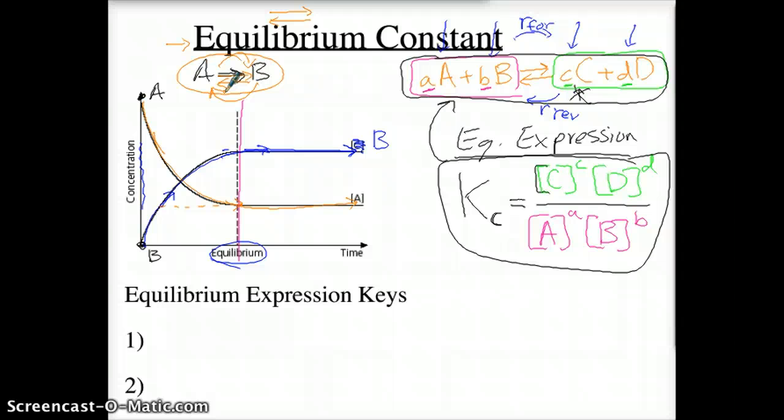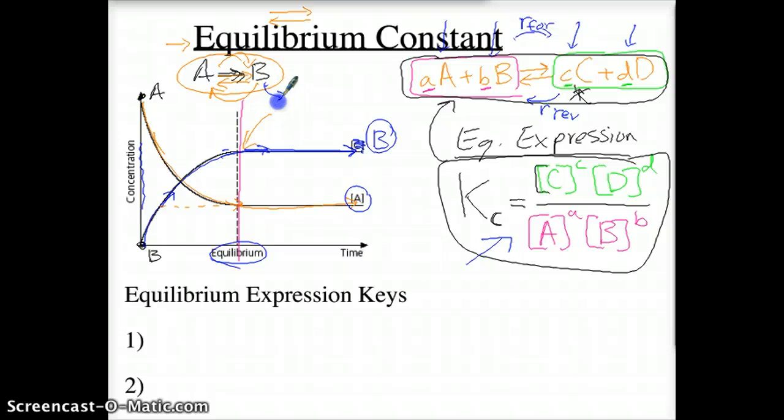You might have to be able to identify when equilibrium is occurring based on these graphs. You would want to look at when the concentrations start remaining constant. In terms of writing these expressions, if we know the concentration of A and the concentration of B, we could determine what K is.